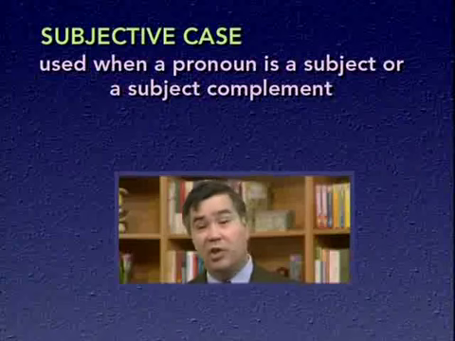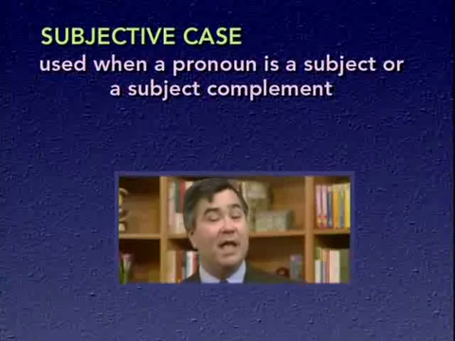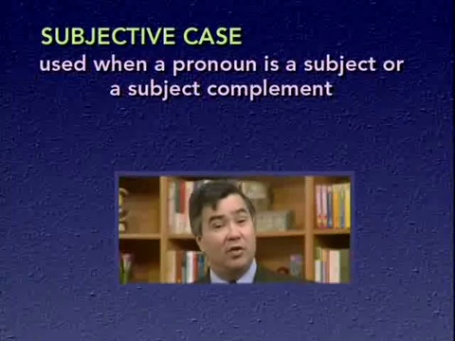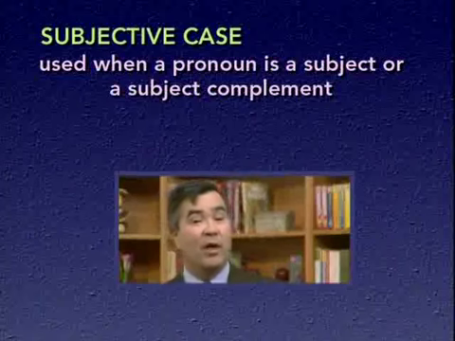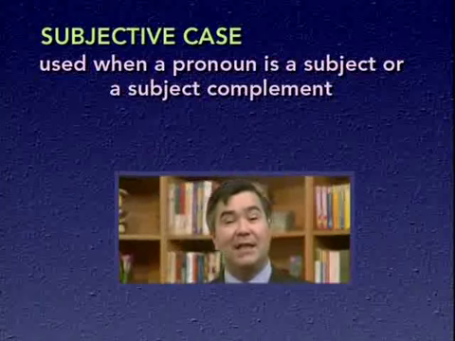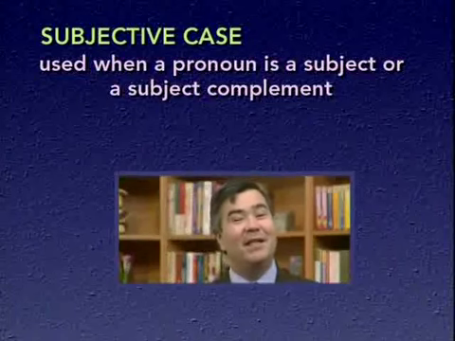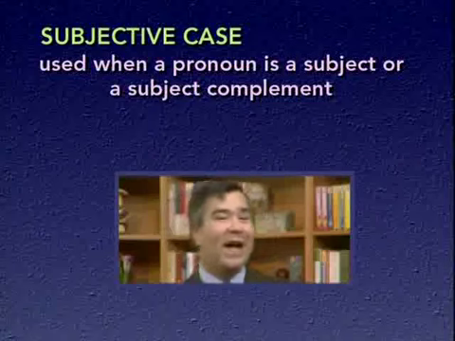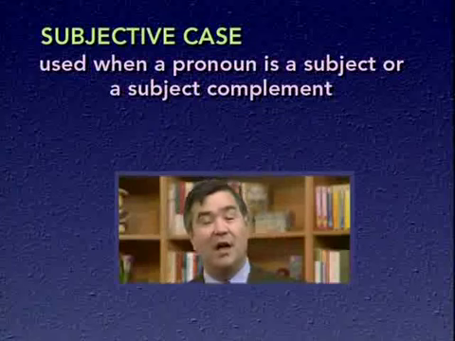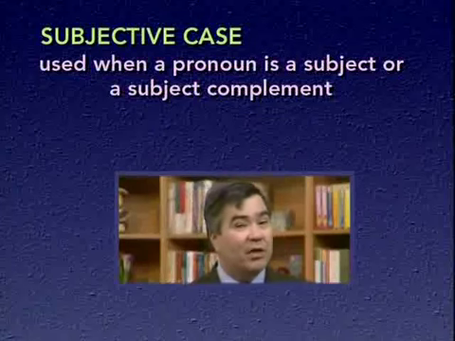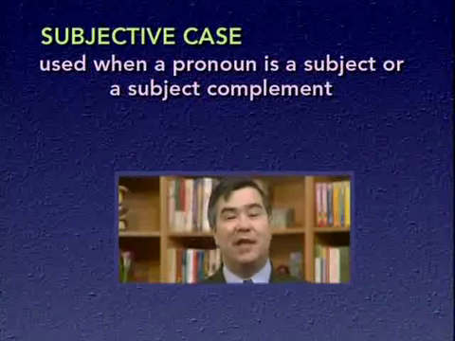A pronoun should also be in the subjective case when it serves as a subject complement. Now, you might recall that there are two main types of verbs, verbs of action and verbs of being. When a verb of being appears in a sentence, it is sometimes followed by a subject complement. A subject complement is a noun or pronoun that refers back to the subject of the verb and gives more information about the subject of the verb. When a pronoun is used in that way as a subject complement, it should also be in the subjective case.